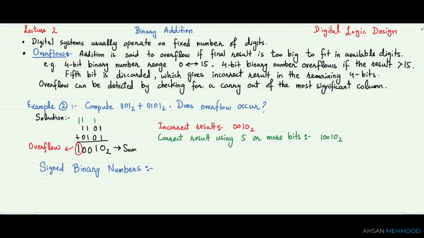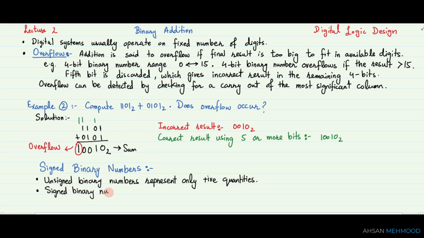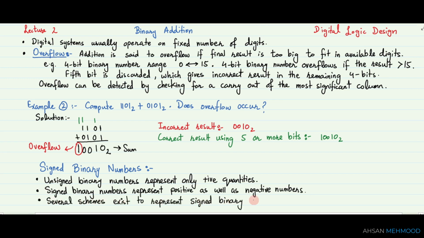So far we have considered only unsigned binary numbers that represent positive quantities. We will often want to represent both positive and negative numbers, requiring a different binary number system. Several schemes exist to represent signed binary numbers. The two most widely employed are called sign magnitude form and 2's complement form.